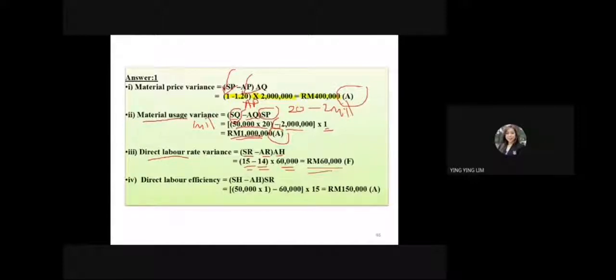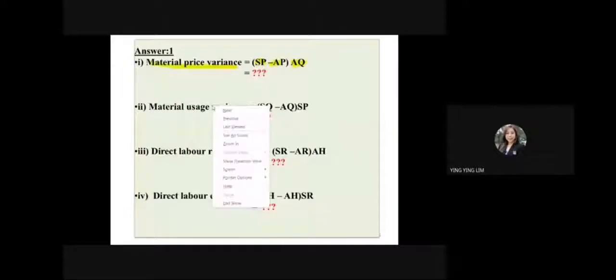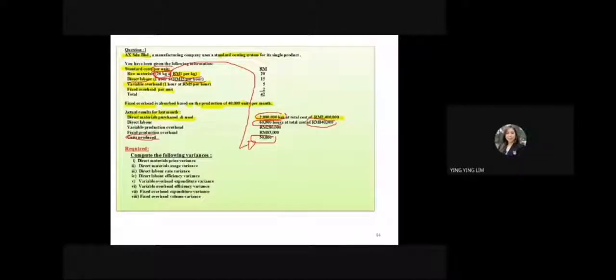So is it adverse or favorable? So you ask yourself, you expect to pay your labor 15 ringgit, but now in actual I'm paying 14 ringgit. So definitely it's good. So it's favorable. Then you go for labor efficiency. Labor efficiency, you're comparing in terms of hours. So standard hours minus the actual hours, whole thing multiplied with your standard labor rate per hour. Alright, so your standard hour per unit, 1 unit, you need 1 hour. But your total labor hours is 60,000.